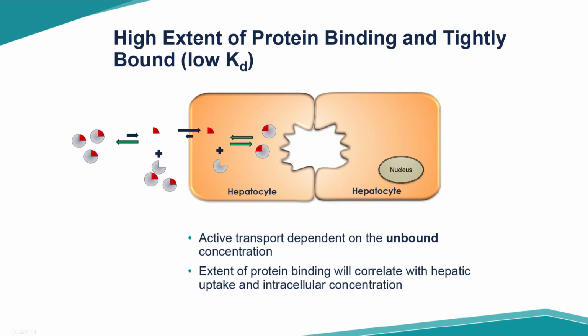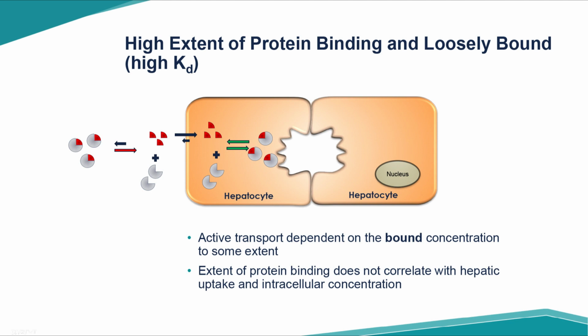But just looking at the extremes of what would happen. Say we have a compound that is very highly bound, so the extent of binding is very high, and it's very tightly bound, so it doesn't come off the protein at a very quick rate. In that case, the active transport is going to be dependent on the unbound concentration, because that's all it's going to see. Under those conditions, the extent of protein binding will correlate very well with hepatic uptake and intracellular concentration.